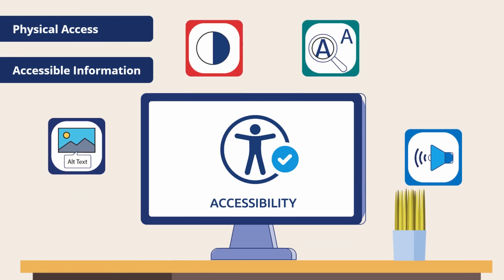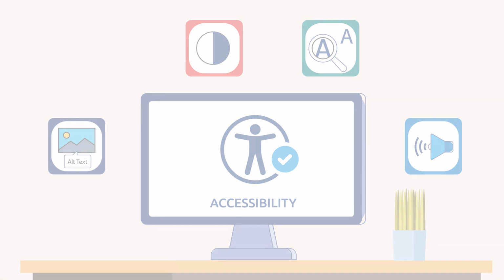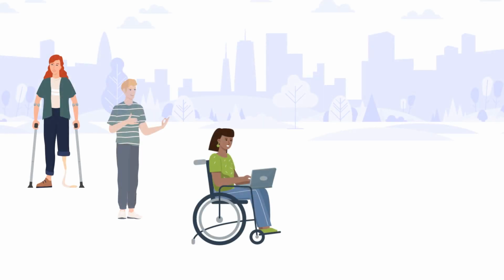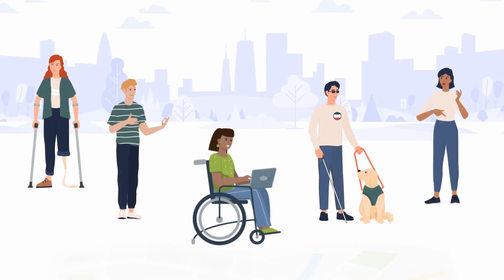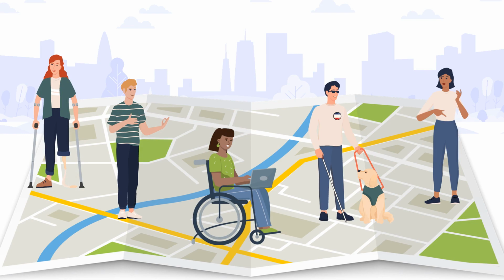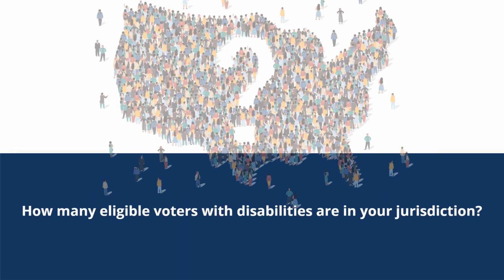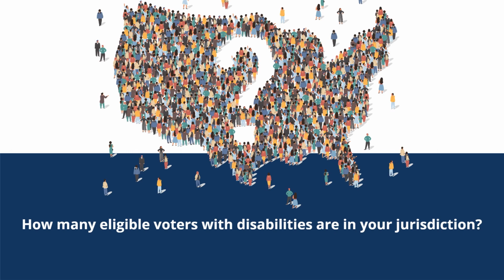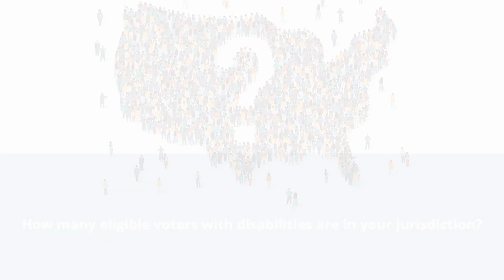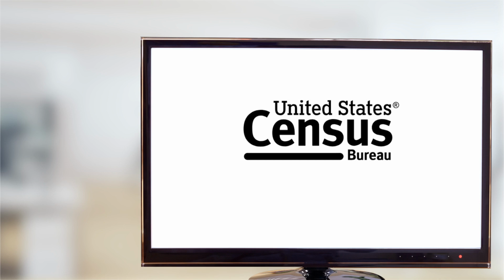To serve disabled voters well, election officials first need to understand how disability impacts their community. This starts with one basic question: how many eligible voters with disabilities live in your jurisdiction? This video will show you how to use census data to find the answer. Let's get started.